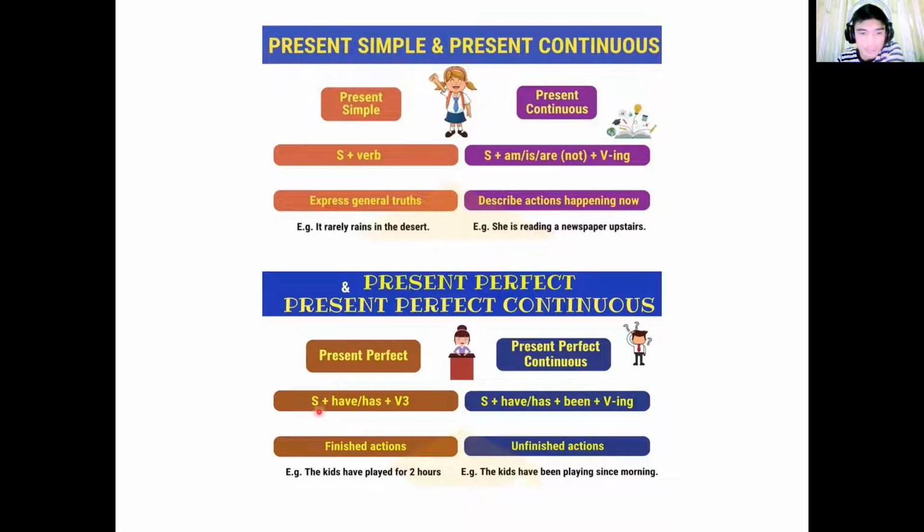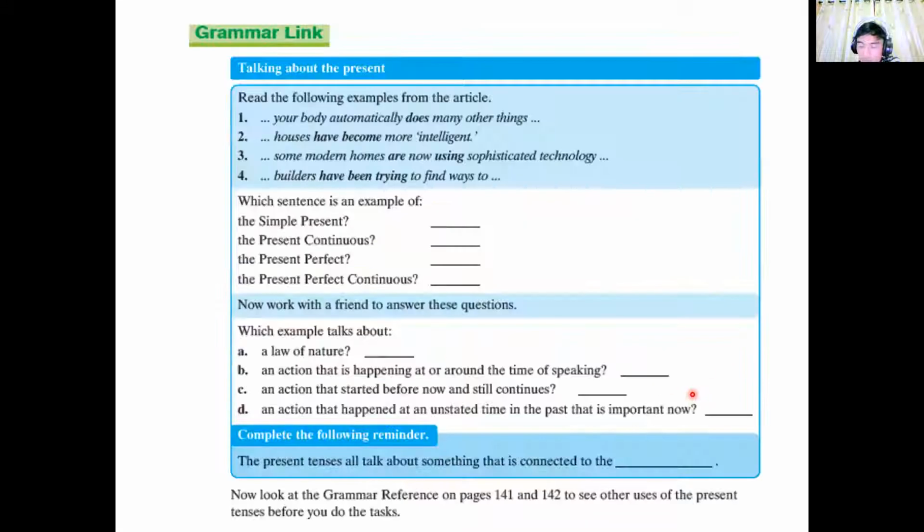Is reading. For the present perfect, it's subject plus have or has plus verb 3. It describes a finished action. The kids have played for 2 hours. Have played. For the present perfect continuous, it is subject plus have or has plus been plus verb in an ing form. So it describes unfinished actions. Example, the kids have been playing since morning. So have been playing.